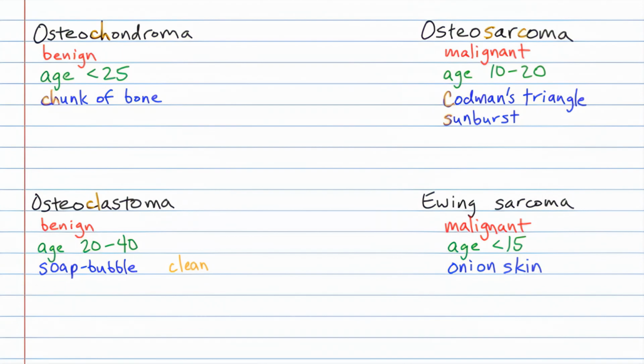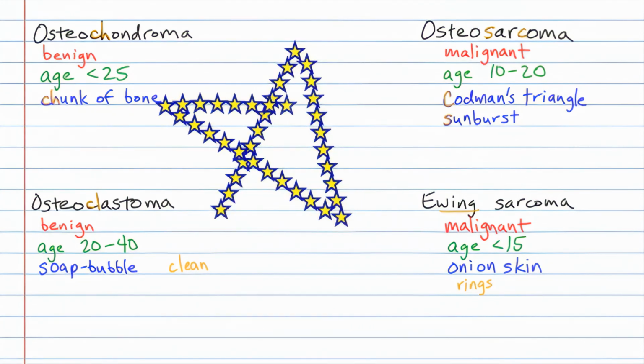And then for Ewing sarcoma, some students like to think about eating chicken wings and onion rings, which is a pretty good mnemonic, but it also makes me hungry. All right, very good job on these. And as your reward today, I'm going to give you a gold star made out of gold stars.